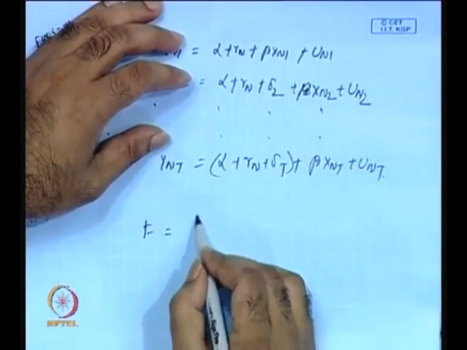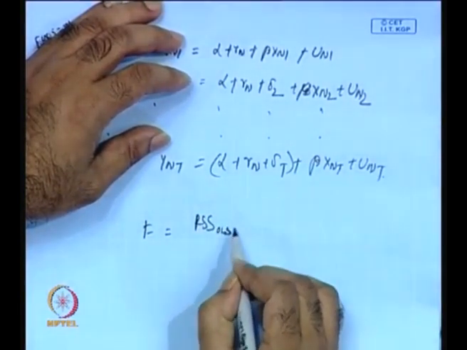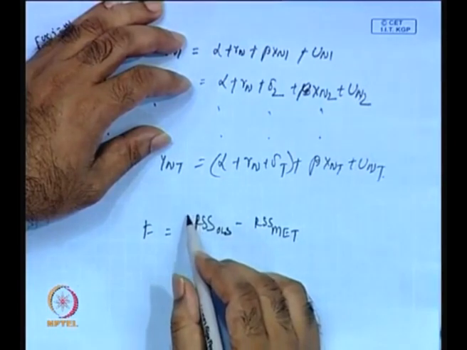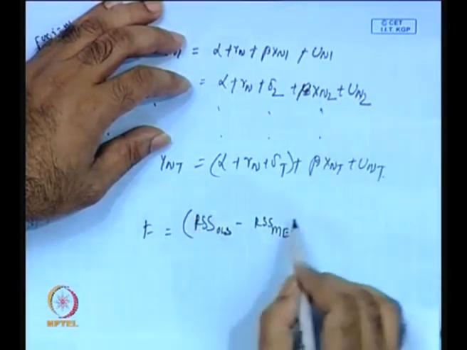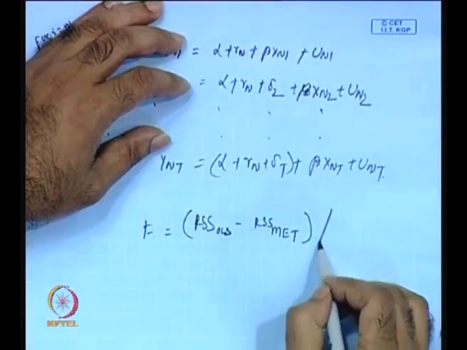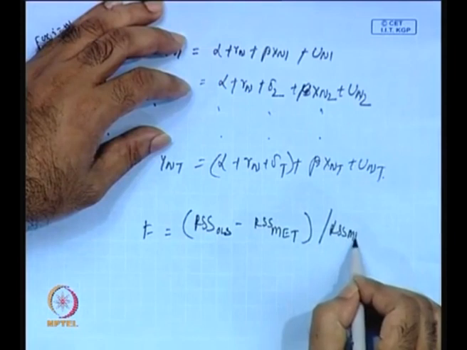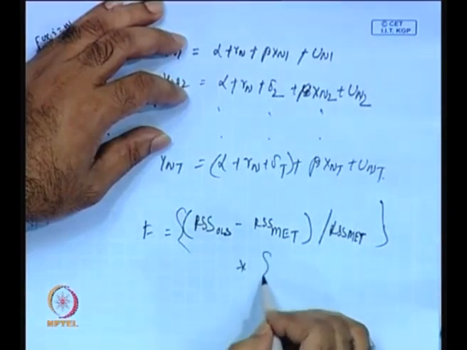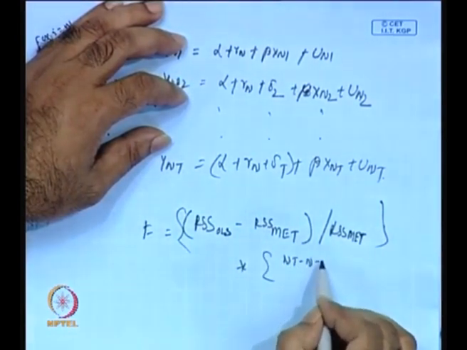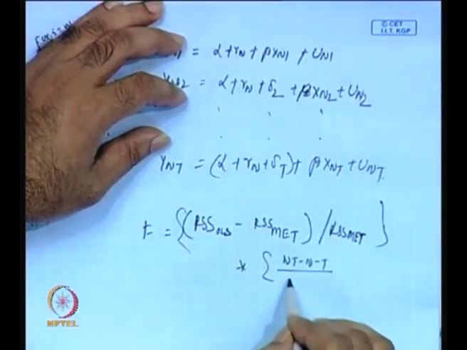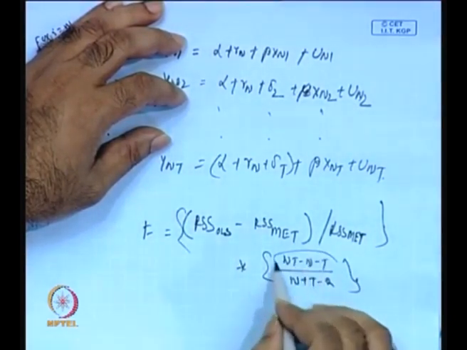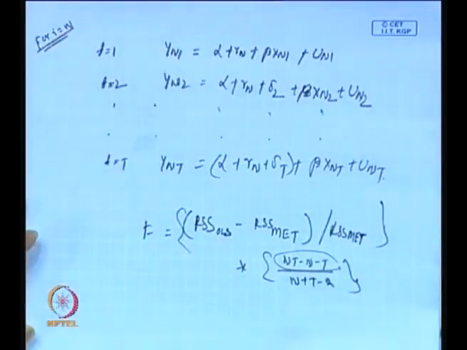The F statistic formula is: RSS of ordinary least squares minus RSS of the unrestricted model, divided by RSS of the unrestricted model, where one is restricted and another is unrestricted, into the degrees of freedom NT minus N minus T, divided by N plus T minus 2. So this is how the degrees of freedom work, and this is how the F statistic has to be calculated.